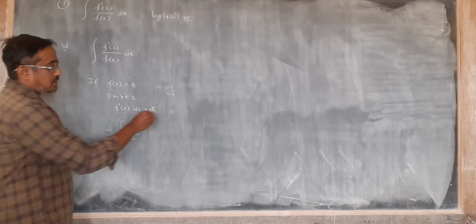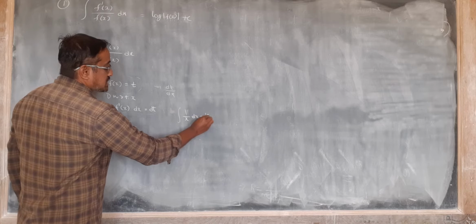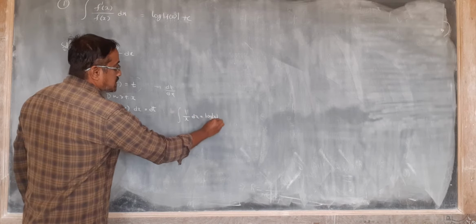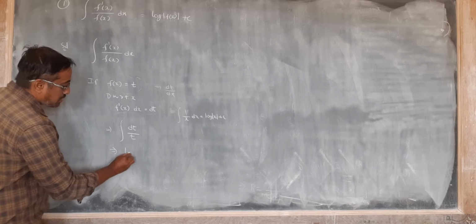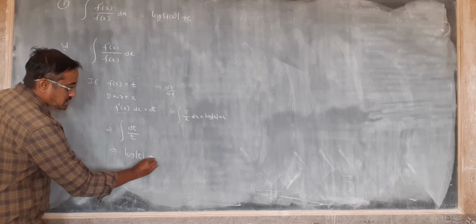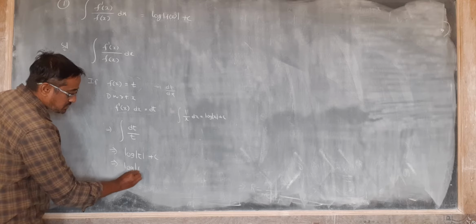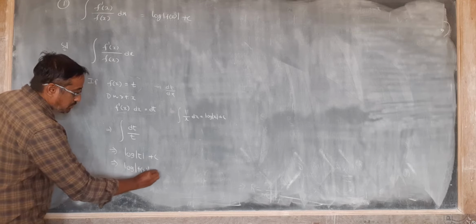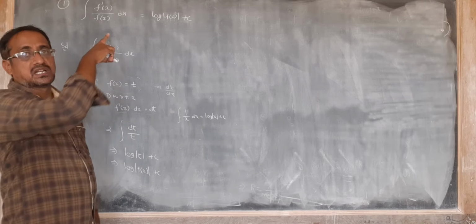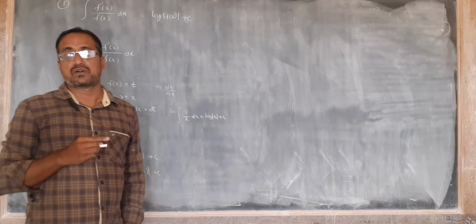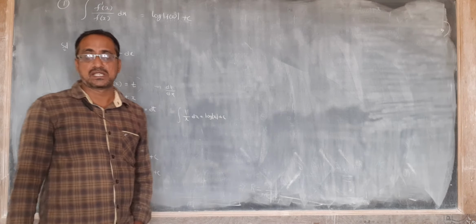Now this is of the form integral 1 by x dx. What is integral 1 by x dx? Log mod x plus c. That is the result. So you will get log mod t plus c, where t is given by f of x. So finally you will get log mod f of x plus c. So if the given integral is integral f dash x by f of x, then the result will be log mod f of x plus c.